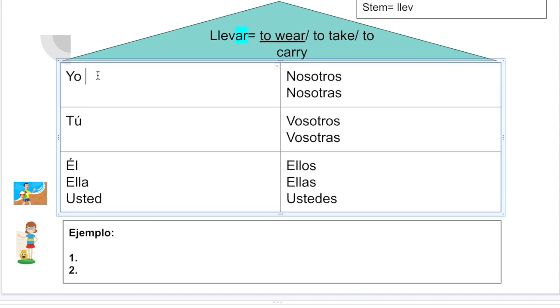So I'm going to say yo llevo, I wear. Tú llevas, you wear. Él, ella, usted lleva. Nosotros o nosotras llevamos. Vosotras lleváis. Ellos, ellas, ustedes llevan.